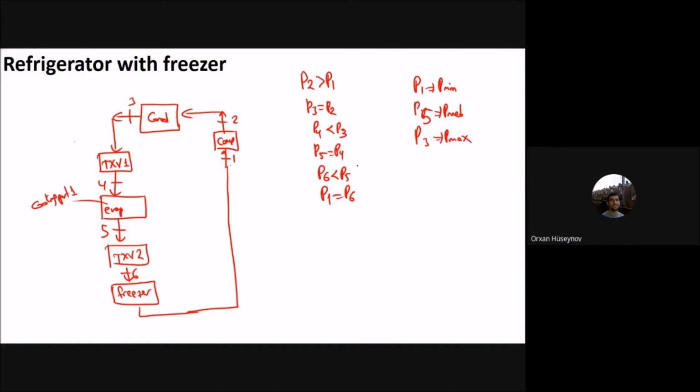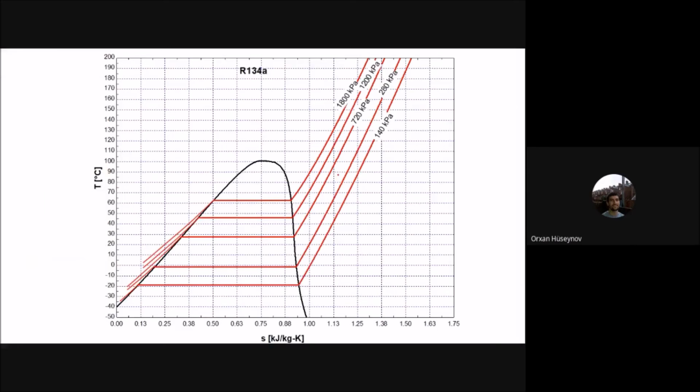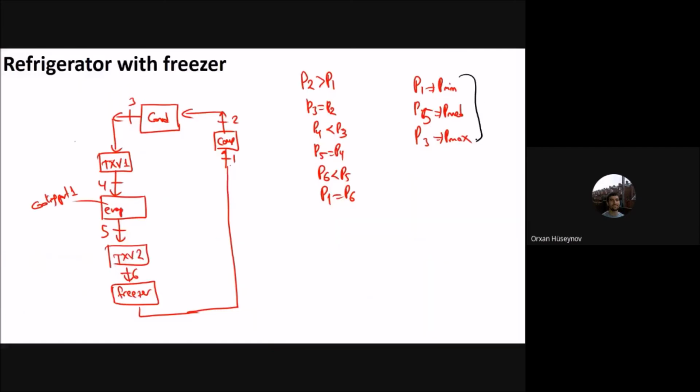Okay. Now let's draw it on a TS diagram here. To draw it as a TS diagram, what I will do is, you can see that there are 3 isobaric lines. Okay.